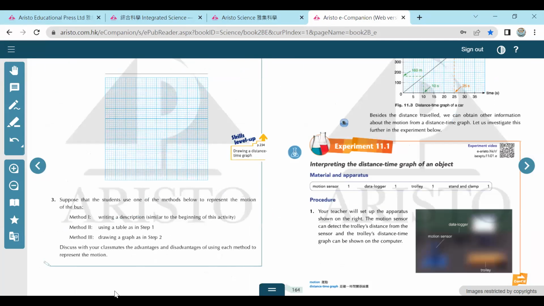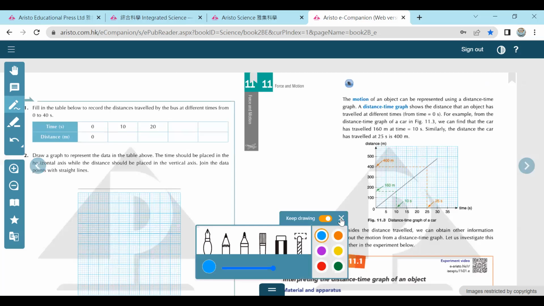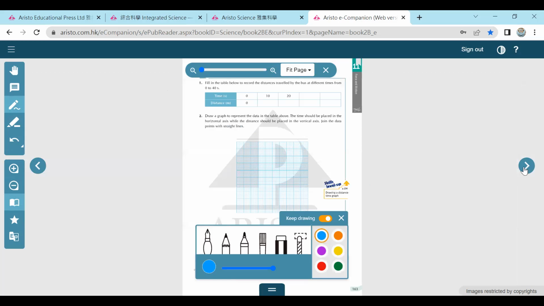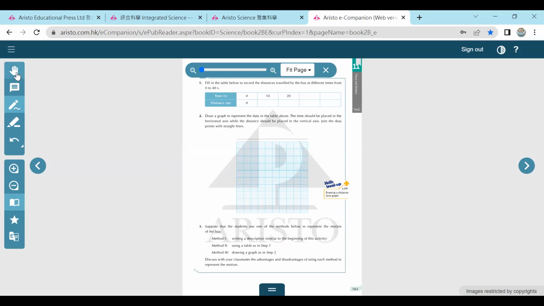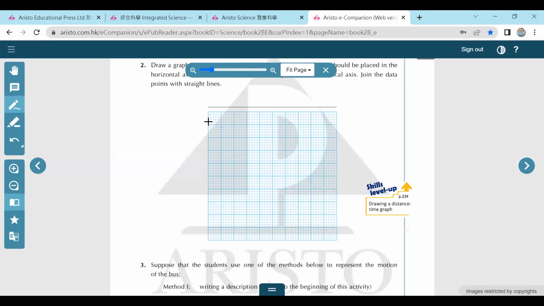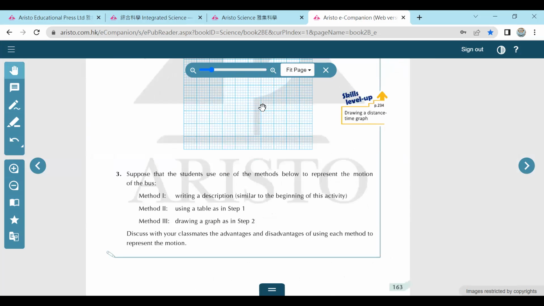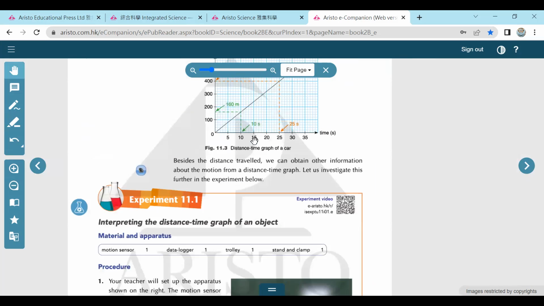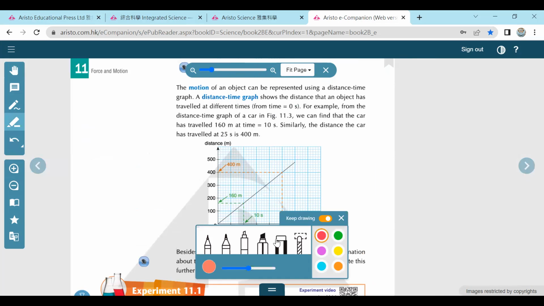So yes, here. I've already given you 1 minute, so I will give you some ideas. In the method phase, drawing a graph will be much clearer to see the distance time graph for the car, and using a table is also okay. Okay, so yes, this one.